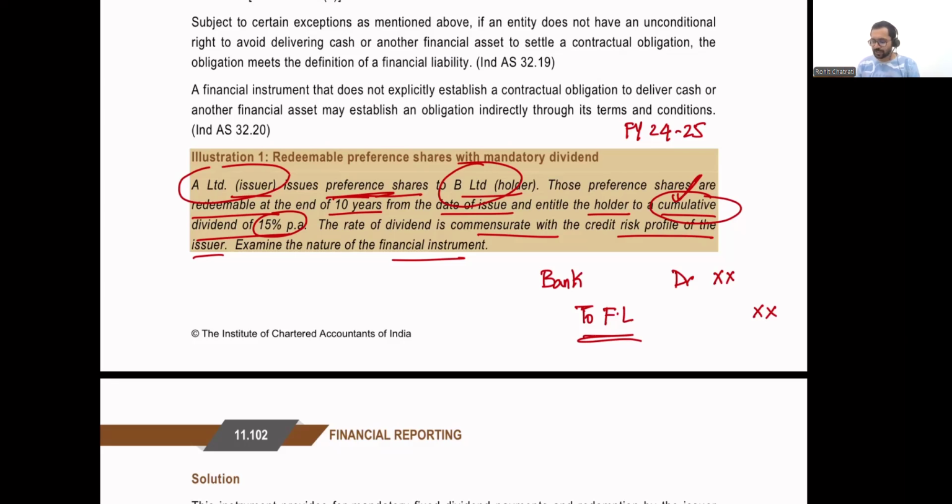Further, the dividend of 15% will be recorded as interest expense every year. We are going to regard these preference shares as good as a debt instrument, and the 15% dividend that we are paying will be regarded as interest expense, which will be debited to the P&L account. That is with regards to illustration number 1.